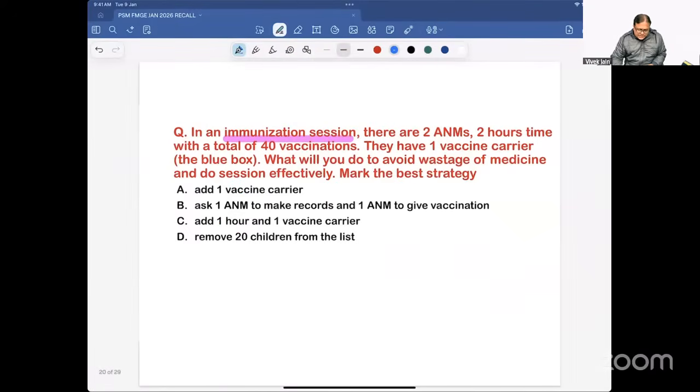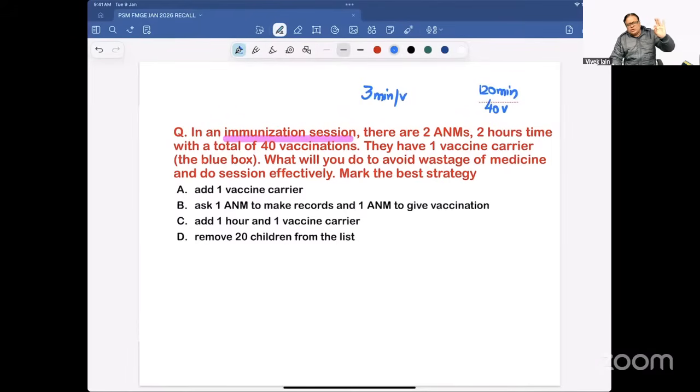Okay, so we look at this. We come to this: immunization session, 2 ANMs, 2 hours time, 40 vaccinations. So you can see 120 minutes for 40 vaccinations. They will get 3 minutes per vaccination.